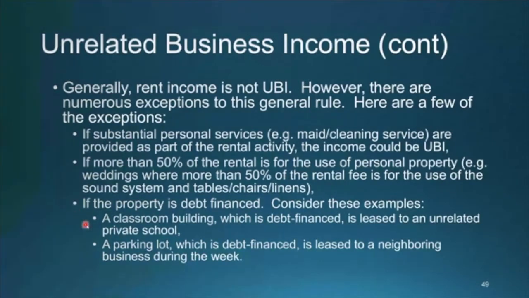So let's talk about an example. A classroom building, which is debt financed, is leased to an unrelated private school. So the private school wants to meet in our classroom building. We're like, sure, we only use it on Sundays. So we'll rent it out to you for $4,000 a month, and that will help us make the note payment on that building. We definitely have UBI because we have a debt-financed building which is being leased to an unrelated party. That is UBI.